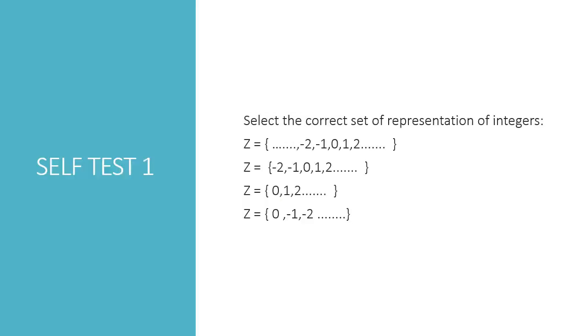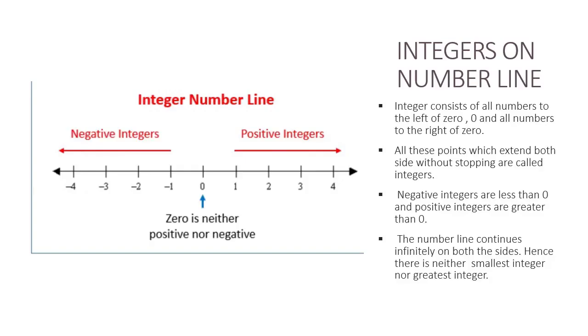Here's self-test 1, which you can do on your own. Now, we can represent the integers on number line in the same way as you have studied to represent the whole numbers on number line in your previous class.